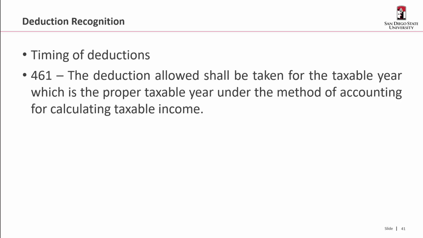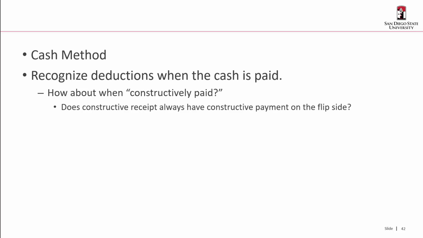And I would argue that statement is totally useless, right? It just says the deduction will be allowed in the proper year. Well, thanks, but you didn't tell me what the proper year is. So as we know now from the income section, we have two types of taxpayers with respect to timing. We have cash basis and accrual basis.